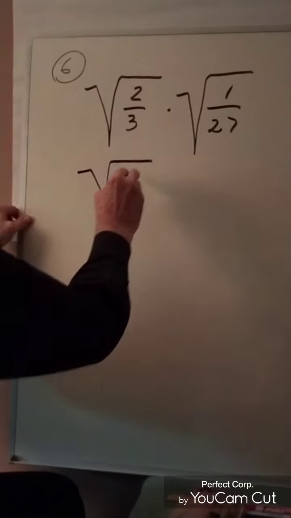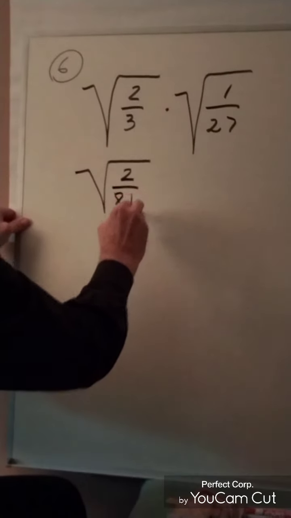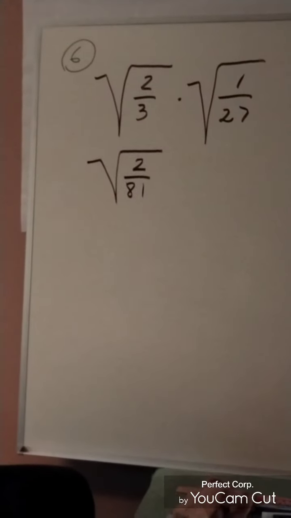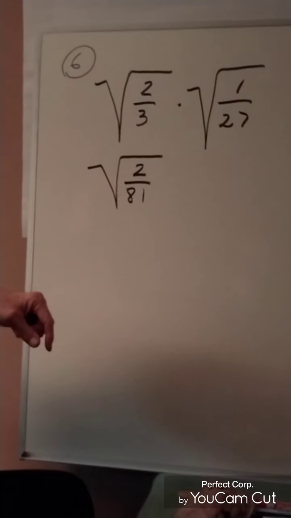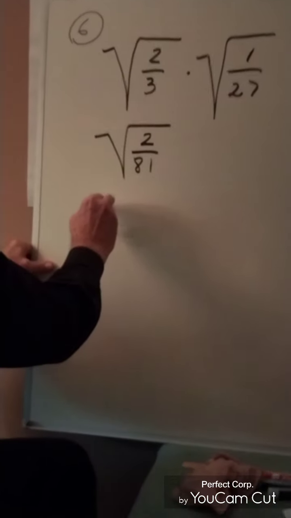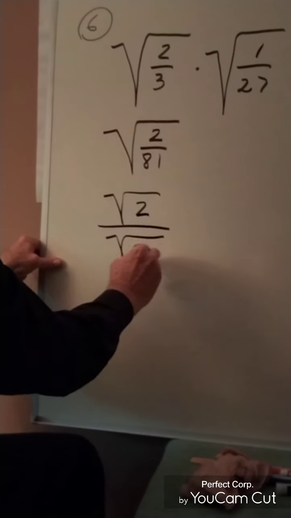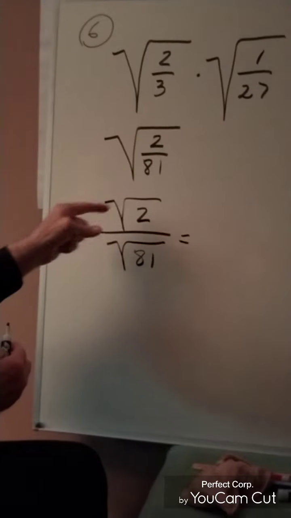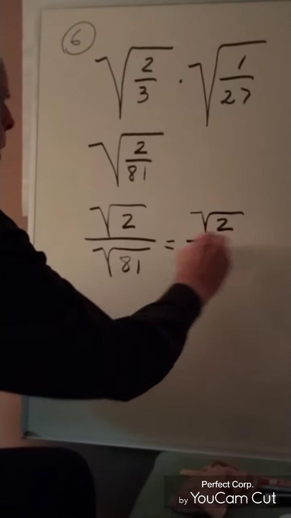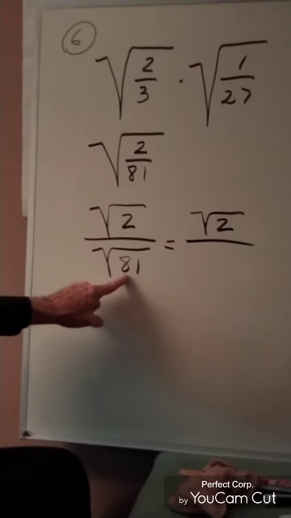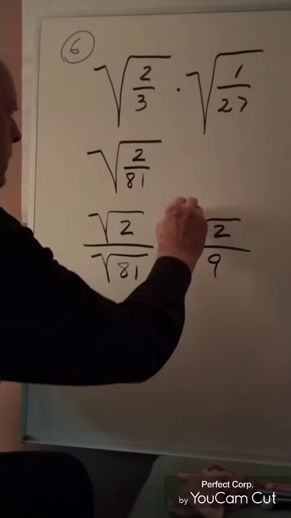2 times 1. 3 times 27. Now it's a prettier picture. Now, this can't be reduced, so we'll bust it up. The radical of 2 divided by the radical of 81. The radical of 2 stays the radical of 2. You can't do anything with it, but this is rule number 1 because he represents a rational of 9, and he's done.